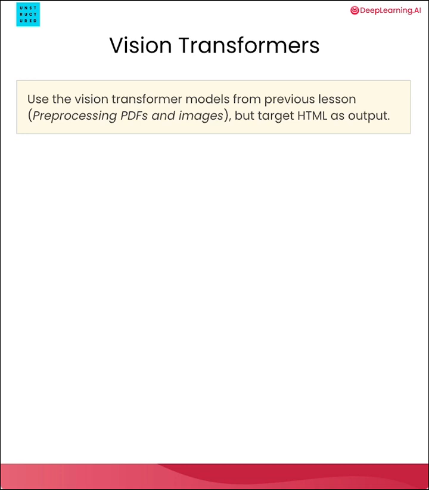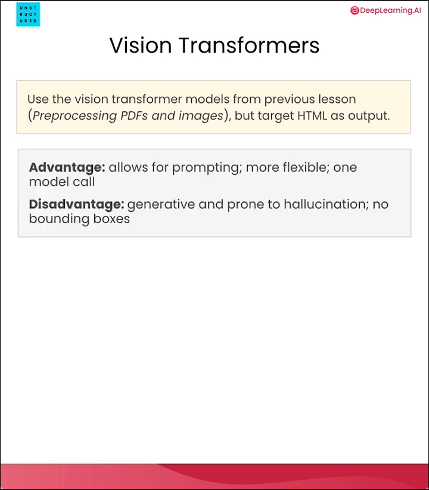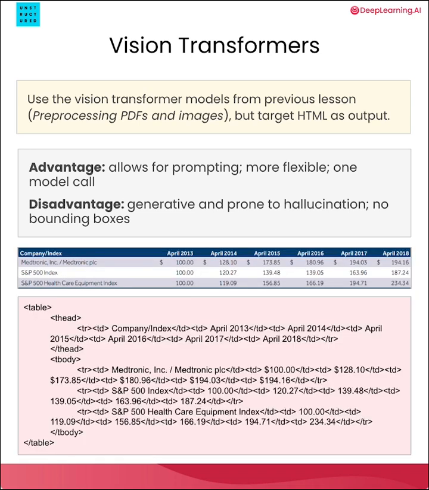You can also extract table content from PDFs and images using vision transformers, like the ones you learned about in the previous lesson. However, unlike in the previous lesson, when the target output was JSON, in this case, the target output will be HTML. An advantage of this method is that it allows for prompting, is more flexible, and only involves a single model call. The disadvantage is that it's generative, prone to hallucination, and you don't retain any bounding box information. For an example of what this looks like, take a look at the example below. You start with the image of a document, you run it through the vision transformer, and then on the other side, you get the text representation of the HTML.